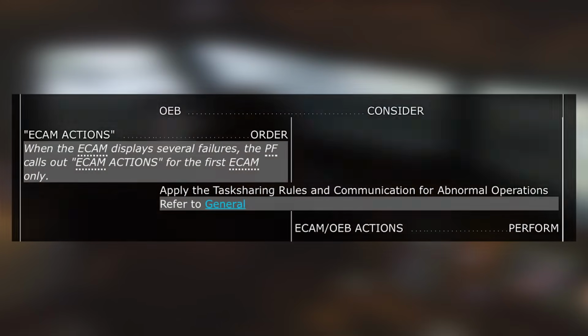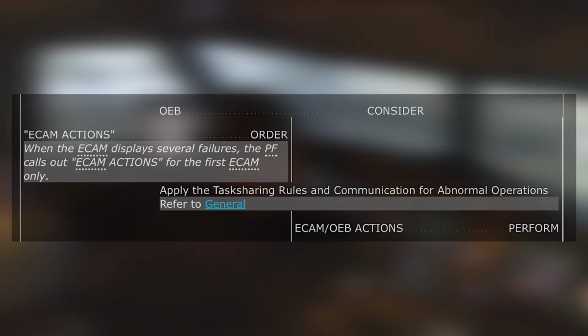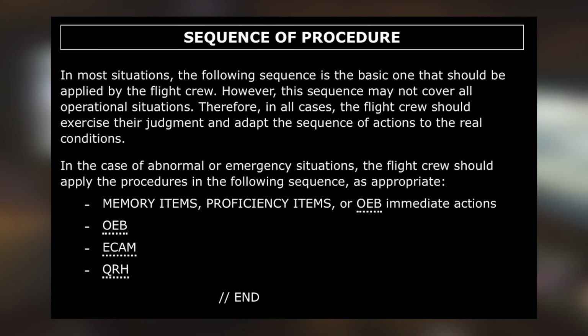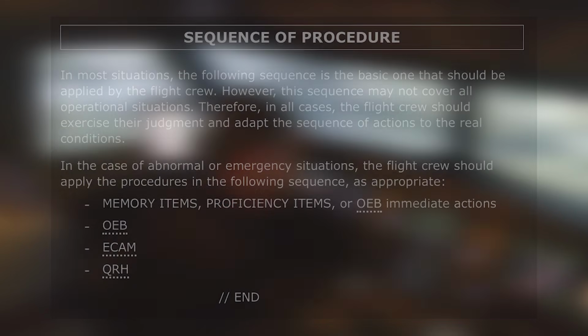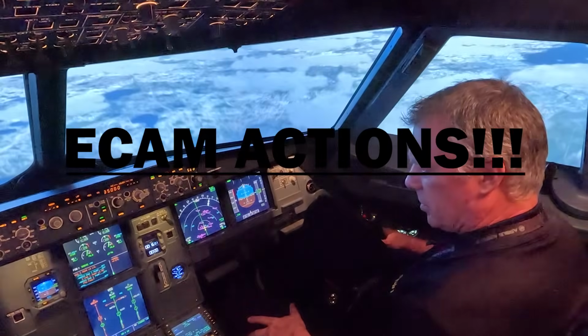While it's not procedurally required to verbalize what we just saw in the video, the crew first considers whether or not there are any procedures that would supersede and therefore need to be performed prior to beginning ECAM actions. As a recap, Neil mentions memory items, proficiency items, OEB immediate actions, and OEBs. After all of these are considered, pilot flying says, ECAM actions.